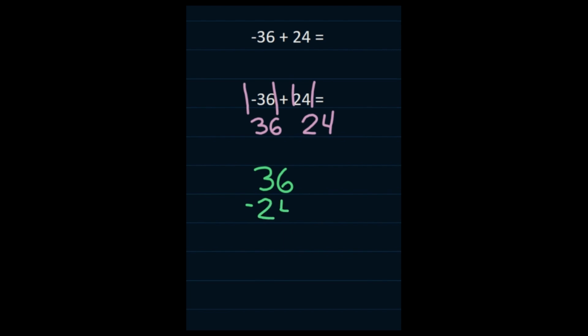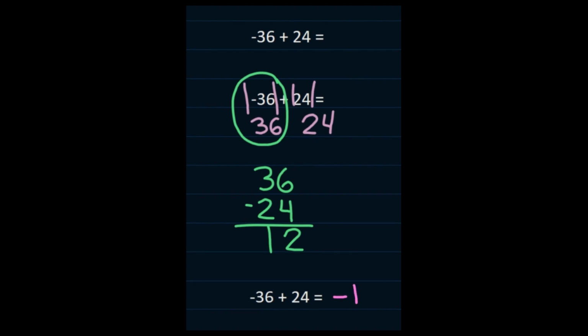And for my first subtraction step, I have 6 minus 4, which is 2. Then I have 3 minus 2, which is 1. So I get 12. And I'm still going back to look at the number with the larger absolute value, which is the -36, for the sign for my sum. So my sum is going to have to be negative. So -36 plus 24 is -12.